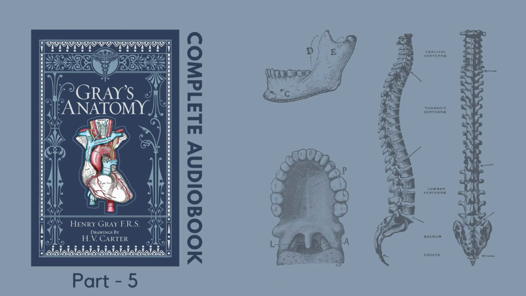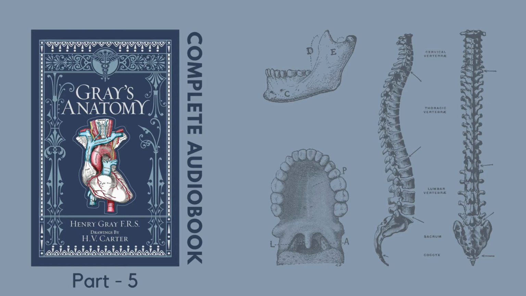The transverse ligament of the atlas. Ligamentum transversum atlantis. The transverse ligament of the atlas is a thick, strong band which arches across the ring of the atlas and retains the odontoid process in contact with the anterior arch.